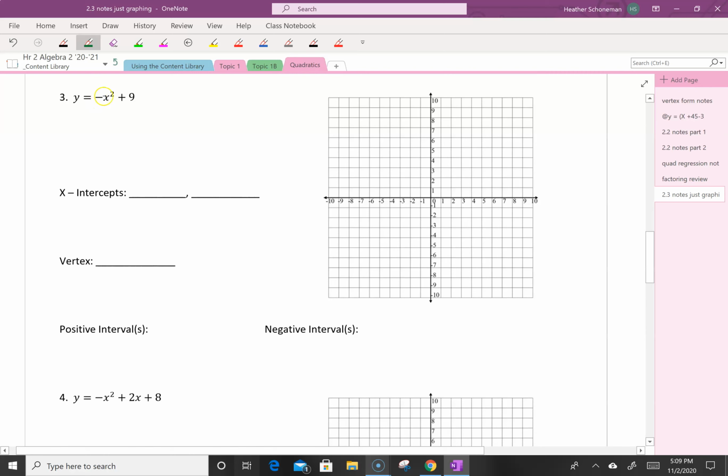Number 3, this starts with a negative, so we know this one's going to be opening down. First, same thing though, got to find the x-intercepts.